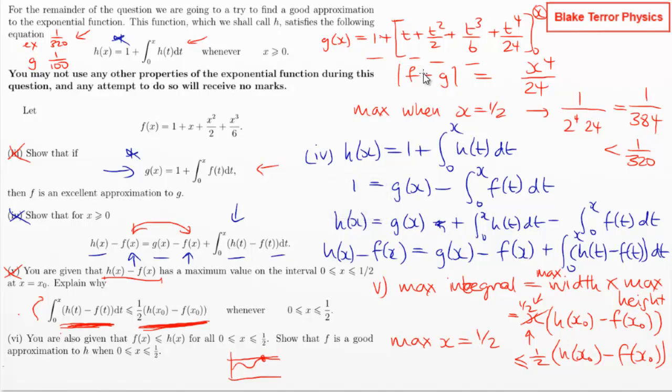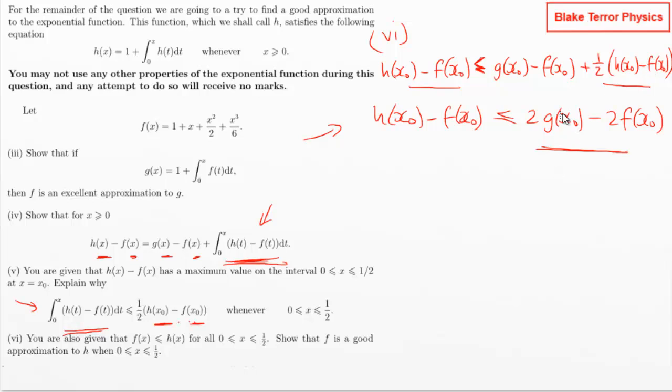We did this in whatever part that was, part 3. Part 3, we showed that the difference is 1 over 384. That's the magnitude of the difference, 1 over 384. So we've got 2 lots of that difference. So that's going to be less than or equal to 2 over 384. And that is then less than 1 over 100.